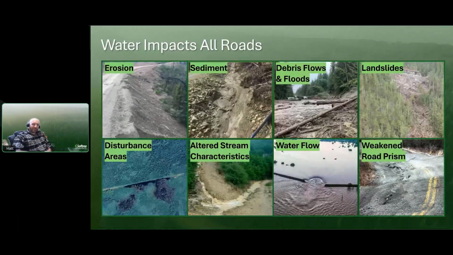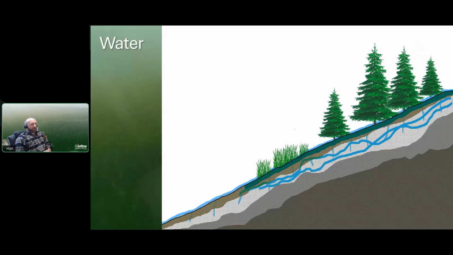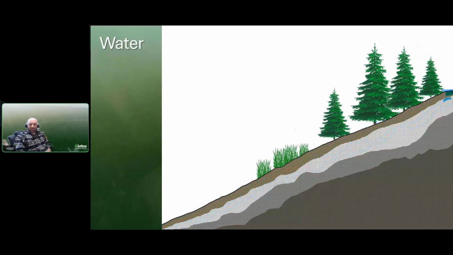So if we have standing water next to a road, it's going to soften subgrade material if it's fine grade material. So what happens if we build a road on a hillside? Well, without the road there, we've got our surface flow that travels along the surface fairly quickly. Some of that goes into the ground, and then we have our subsurface flow. So that subsurface flow is typically moving quite a bit slower.